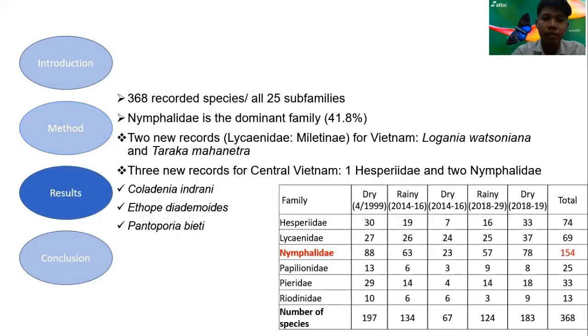We recorded 368 species from all 25 subfamilies known in Vietnam currently. That's almost as many species as in Australia. The dominant family is Nymphalidae. We found some species that are new to Vietnam and some that are new to Central Highlands.